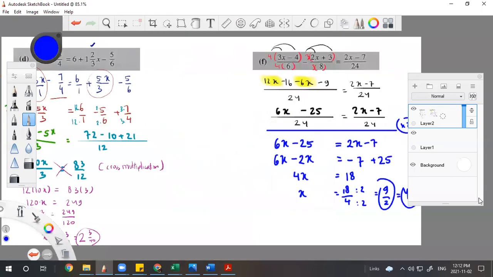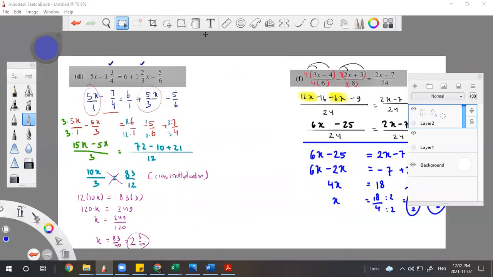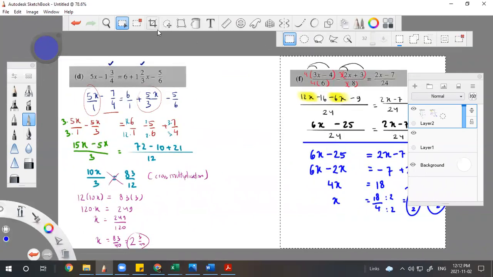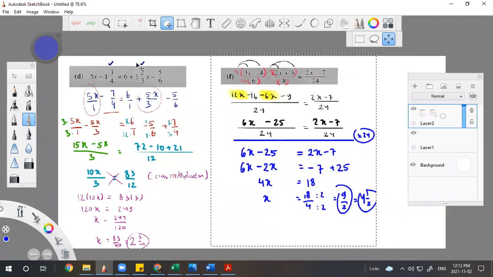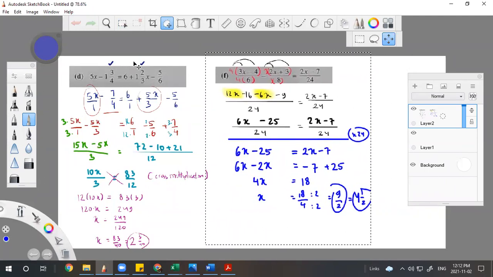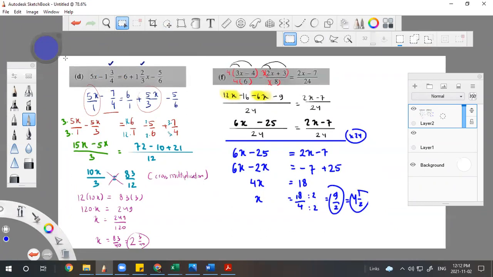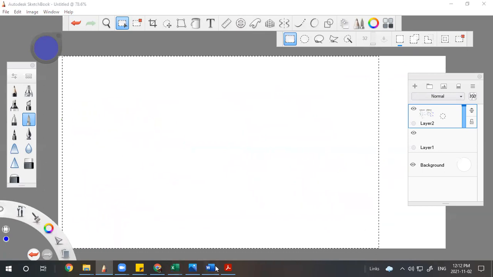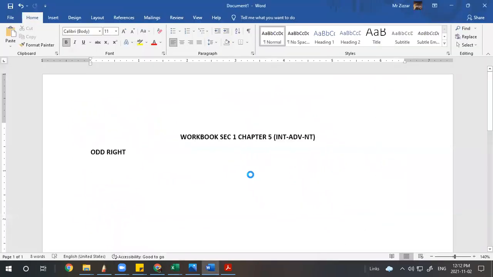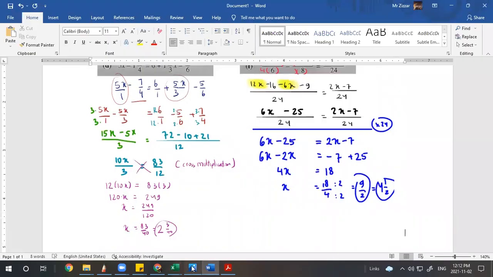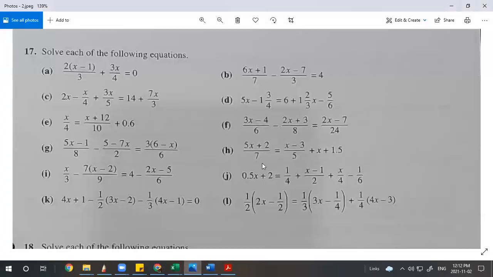Okay, that's it. So that's how easy it is when you follow all the rules. Again, I won't tell you this is easy. No, this is hard, but if you follow all the rules, you can do it. Okay, just try to follow all the rules. Now, one more for number 17. B, D, F, L.